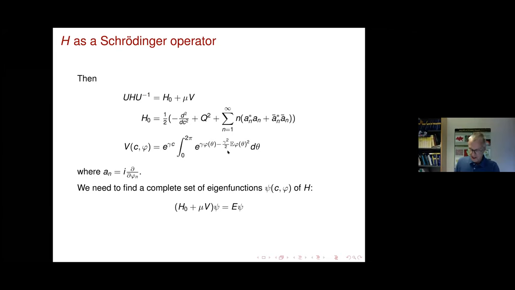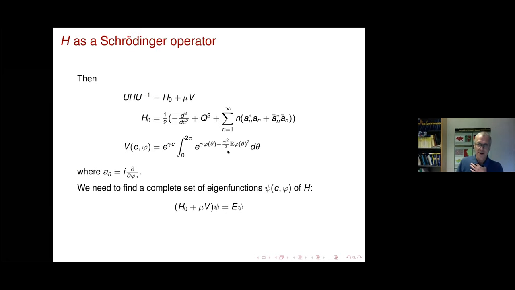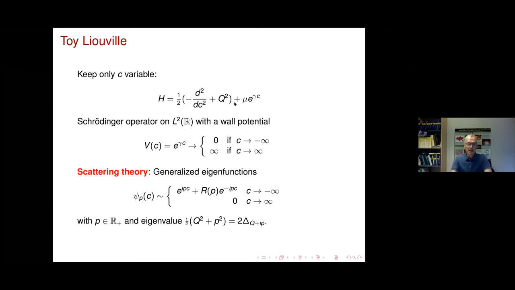Okay, so we are supposed to diagonalize this. How do you do it? So let's see, what should the eigenfunctions look like? Let's look at the simple model where I drop this infinite-dimensional business of oscillators and just keep the zero mode. Then I have a Schrödinger operator with a wall potential, the potential e to the gamma c. So this is a Schrödinger operator on the line with a potential which goes to infinity on the right and goes to zero on the left.